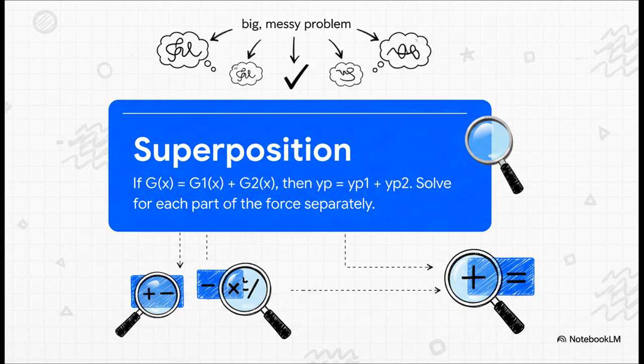And all that means is we can break a big, messy problem down into smaller, much easier ones. You just find the particular solution for the polynomial part, then you find the solution for the sine part, and at the very end, you just add them together. It's a classic divide and conquer strategy.